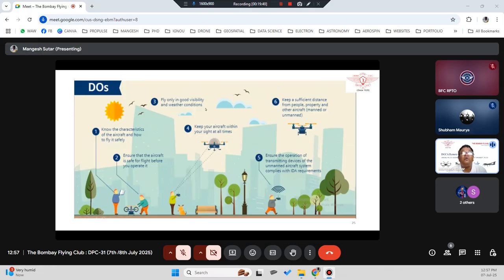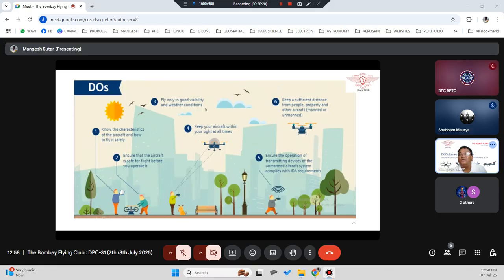Fly only in good visibility and weather conditions. Keep your aircraft within your sight at all times, because we are getting certified for flying the drone in VLOS conditions. Ensure the operation of the unmanned aircraft system complies with the IDA requirement. That means you are not flying beyond your visibility or outside the range.